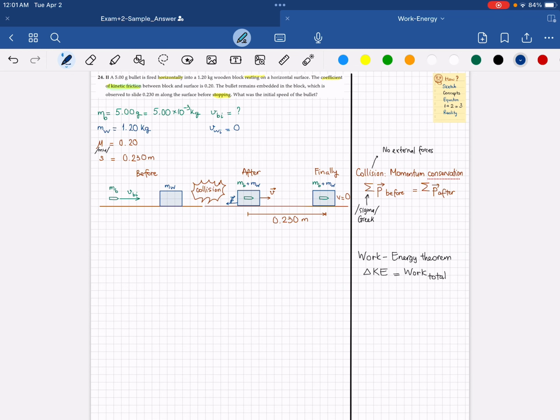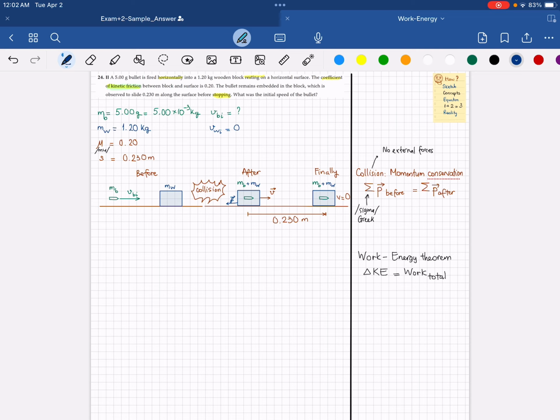As we discussed in the previous video, we should use these two concepts, momentum conservation and the work-kinetic energy theorem, to solve these problems. Let's try to put everything together in a picture. That's the way we solve physics problems. They ask us to find the initial speed of the bullet, so we need to find this one here. How can we relate it?